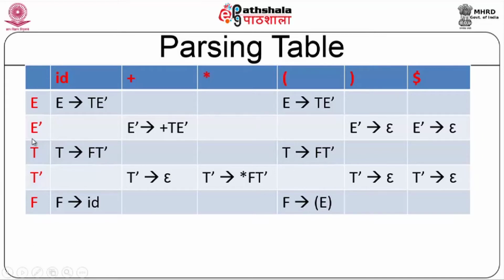Since E dash has a first component as epsilon, at the intersection of the follow of E dash, which is nothing but close parenthesis and dollar, we added the production E dash produces epsilon. And at the intersection of T dash and plus, T dash and close parenthesis, and T dash and dollar, we added the production T dash produces epsilon.